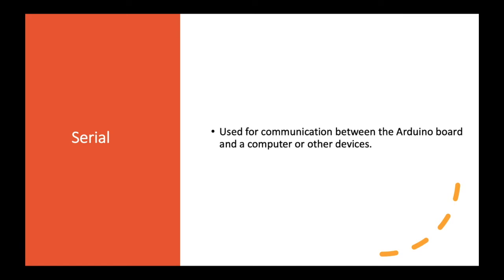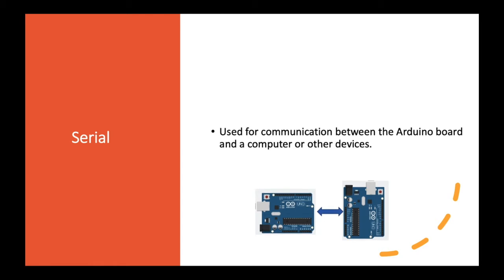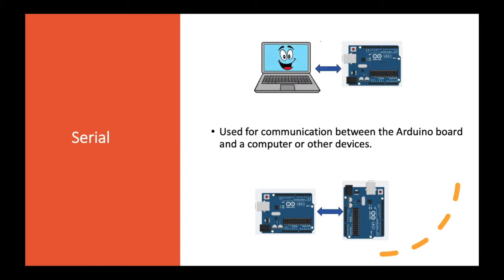Serial function is basically used for the communication between two Arduino boards, between an Arduino and a computer, and between Arduino and any other device. So this is a very important function to transfer the information back and forth to and from Arduino.